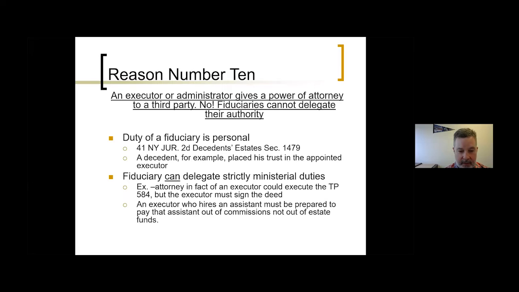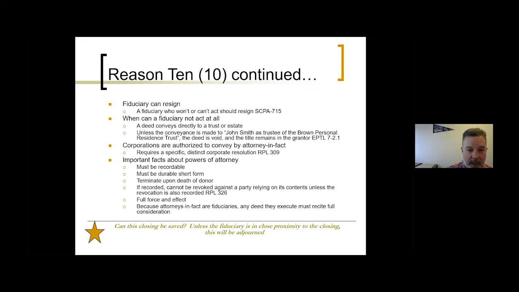Now, an attorney-in-fact can be used to execute ministerial duties, to delegate ministerial duties to a third party. So you could give a power of attorney, for example, to fill out and sign the TP 584, but you couldn't do it to sign the deed. And an executor who hires an assistant, this is just a little aside, must be prepared to pay that assistant out of commissions, but not out of the estate funds. The fiduciary could resign. If they don't want to act or can't act, they could resign under the SCPA.